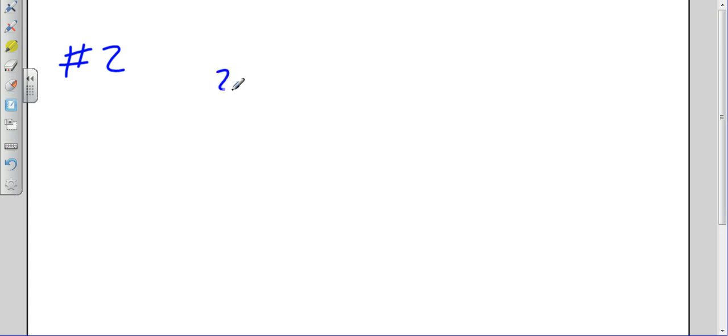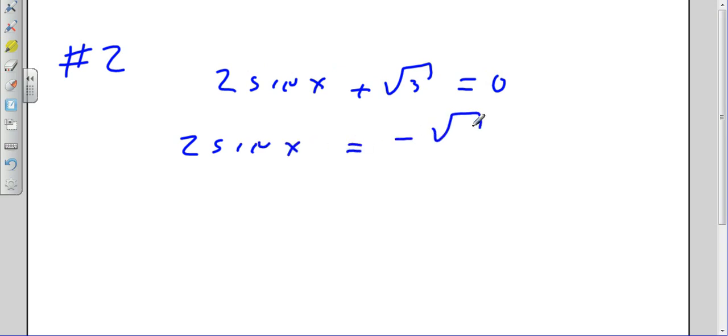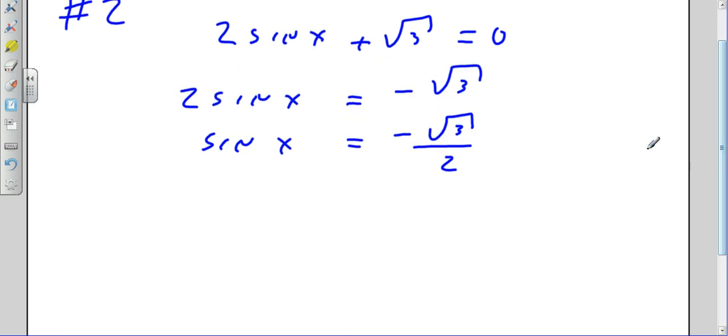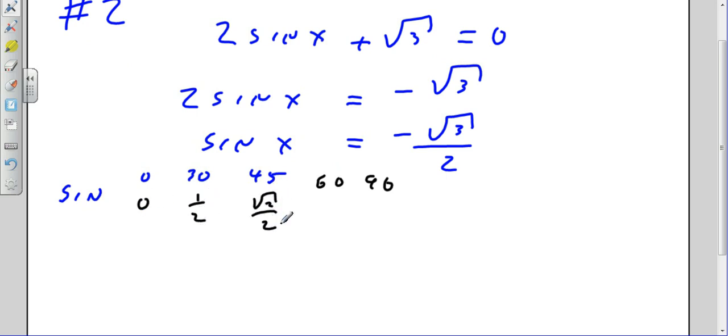And we have 2 sine of x plus the square root of 3 is equal to 0. So we have 2 sine x is equal to minus square root of 3, and then sine x is equal to minus square root of 3 over 2. Well, I recognize that if I had sines and I had 0, 30, 45, 60, 90, then the sine of 0 is 0, the sine of 30 is a half, this is the square root of 2 over 2, this is the square root of 3 over 2, this is the 1.